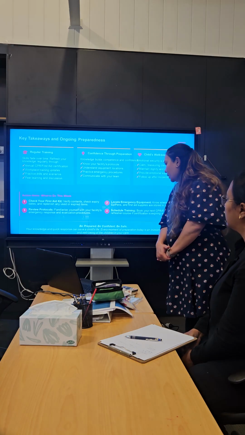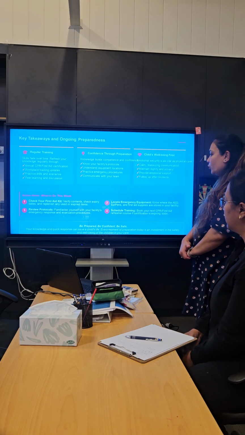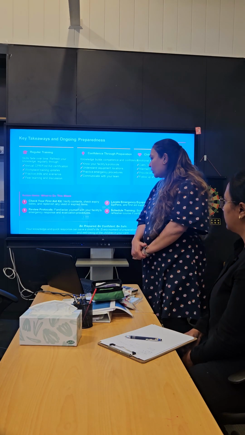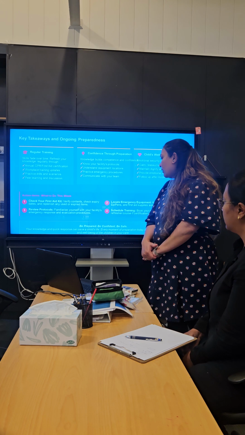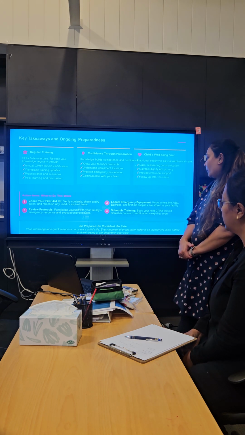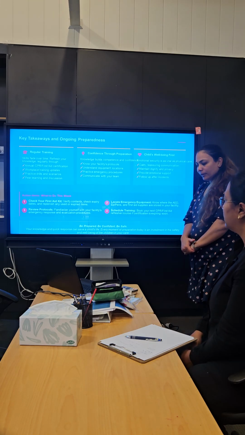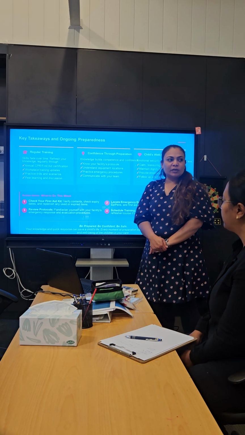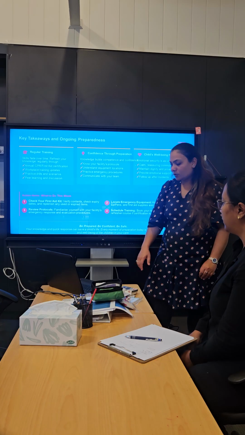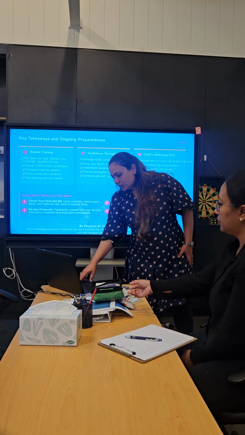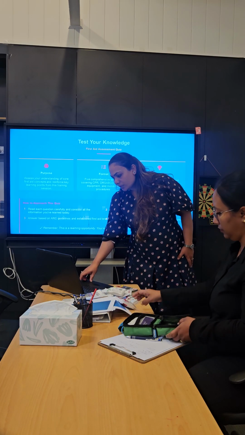Be prepared, be confident and be safe. Your knowledge and quick response can save a child's life. Every moment of preparation today is an investment in the safety and well-being of the children in your care. So keep the children safe, keep yourself safe, keep everybody safe. So it is necessary to keep your first aid training up to date.